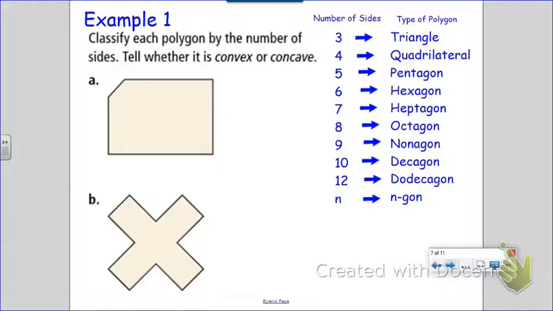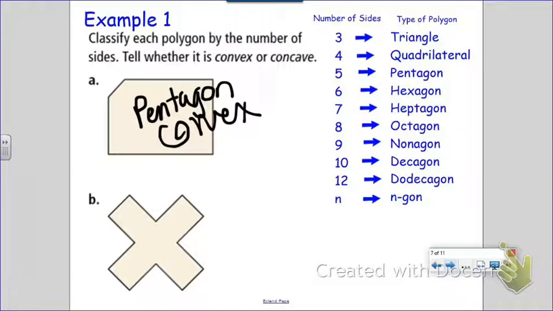We're going to classify each by the number of sides and tell whether it's convex or concave next. So this shape has a total of 5 sides. 5 sides is a pentagon. And it is convex. And this shape, since we can again draw a side that will go through the shape, it will be concave.